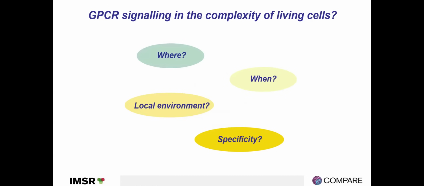Some of those questions, which I put here, might sound trivial to you. So for instance, where exactly is the GPCR signaling? When is it exactly signaling? What is the role of the local environment? How does this work really in the complexity of living cells to produce very, very specific responses? And a major reason why we still lack some understanding of this, despite all the efforts, is that most of the methods we use in the lab typically require cell disruption and therefore have very limited or no spatio-temporal resolution. So we cannot really directly answer some of those fundamental questions.